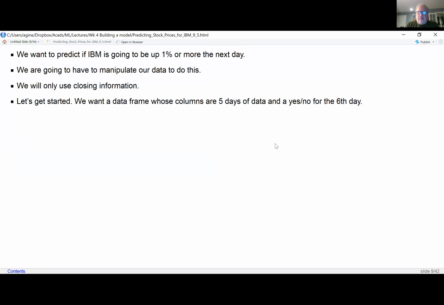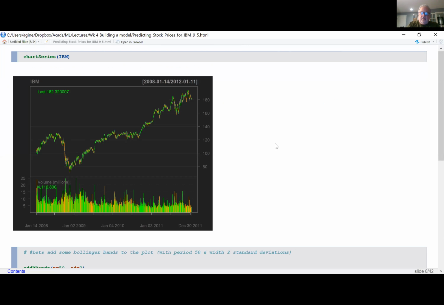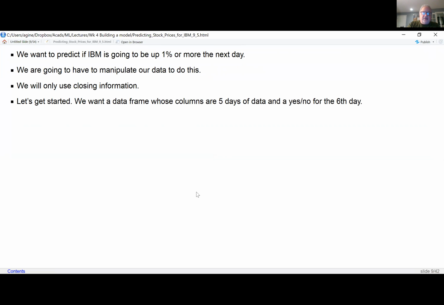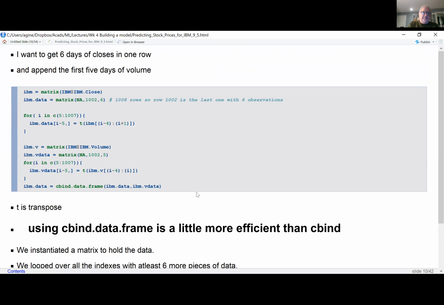Okay, so we want to predict if IBM is going to be up more than 1%. And from the data we had, it's not clear what to do. So I did say we're going to just use the close. I just want to get the close, but I also want to get the previous 5 days close. So we need to create a frame, a matrix, if you will. Each row will have 5 days of data, and a 6th column that will say yes or no for whether or not it went up 1% on the 6th day. So how do we do that?